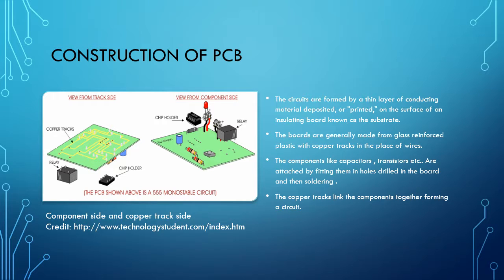The PCB is mainly made up of two sides, the track side and the component side. Track side basically consists of conductive tracks made out of mostly copper because of its conductive properties, and these form the circuit which needs to be connected in the device. The component side consists of all the components like capacitors, transistors, etc. These are fitted onto the PCB with the help of holes drilled into the PCB and are soldered to the circuit below.